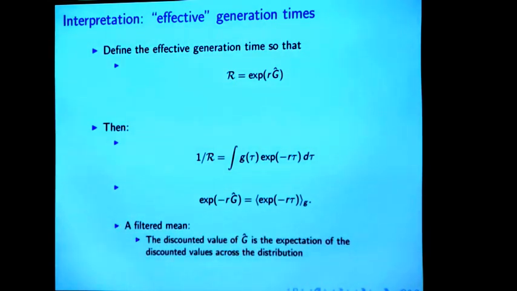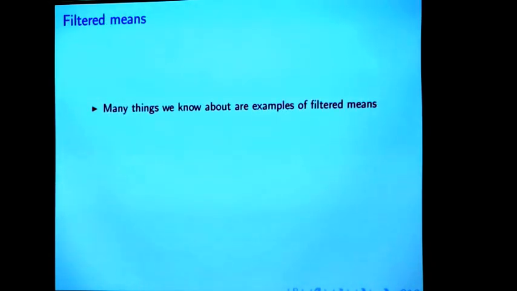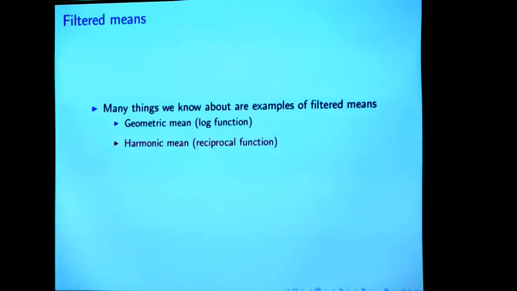again, this is what I just said, but I feel like I should give you a chance to look at the words. Filtered means is a generalization of a lot of things that we know about. So the geometric mean you can think of as a filtered mean if you use the log function, the harmonic mean if you use the reciprocal function, the root mean square if you use the square function. It just occurs to me I should have added the arithmetic mean, which is what you would get if you use the identity function.